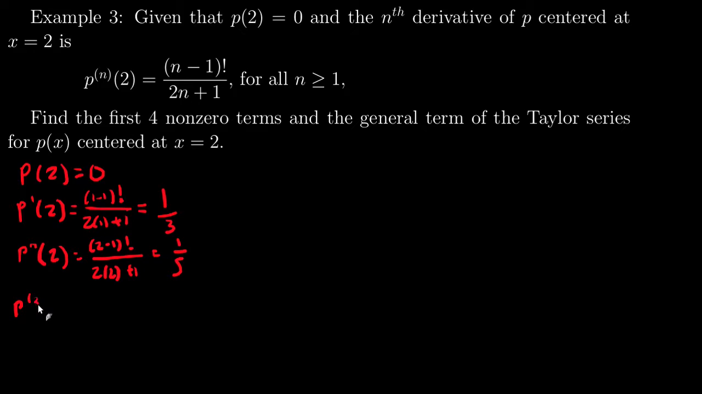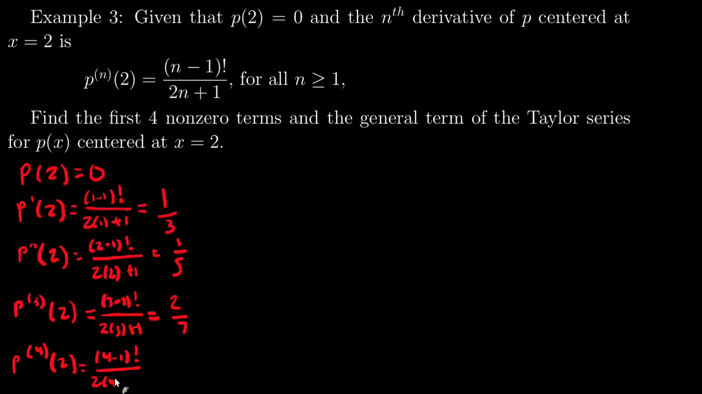The third derivative, evaluated at 2, is 3 minus 1 factorial over 2 times 3 plus 1. 3 minus 1 is 2. Factorial is 2. And 2 times 3 is 6 plus 1 is 7. And finally, because I only need the first four non-zero terms, the fourth derivative at 2, I put 4 in for all these n's, is going to be 4 minus 1 factorial over 2 times 4 plus 1. 4 minus 1 is 3, factorial is 6. 2 times 4 is 8, plus 1 is 9. And 6 over 9 is the same thing as 2 thirds.